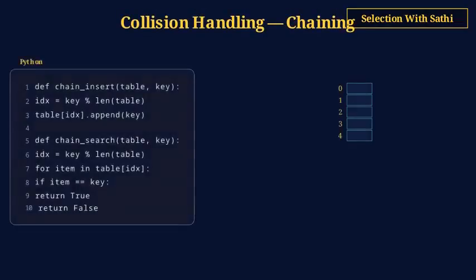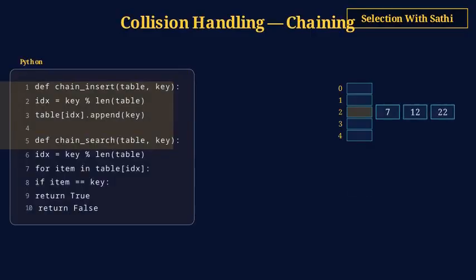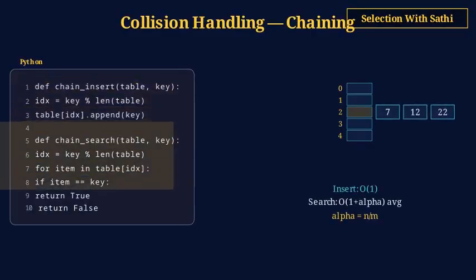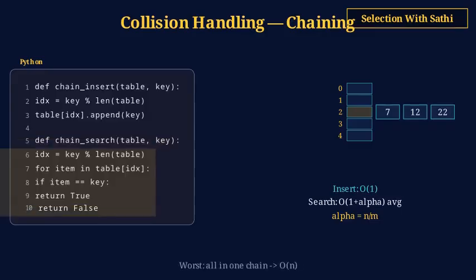What happens when two keys hash to the same index? That is a collision. Chaining is the simplest solution. Look at line 2, we compute the index, then line 3 appends the key to that bucket's list. For search, lines 6 through 9 show, compute the index, then scan the chain.